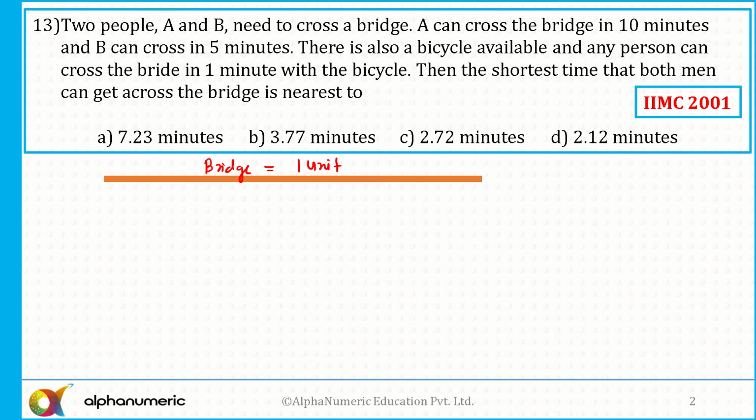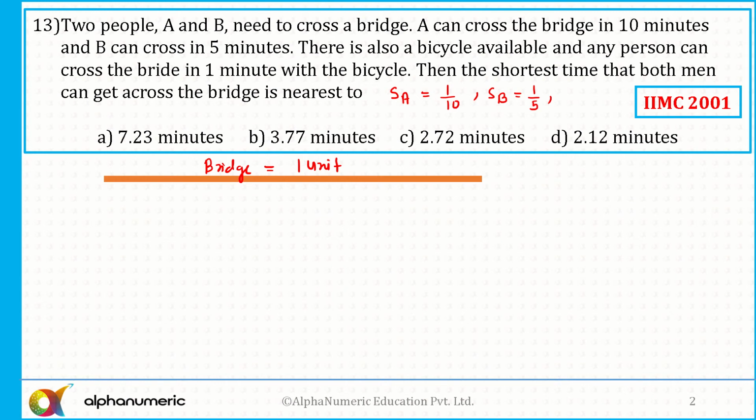Now A can cross the bridge in 10 minutes. So A is taking 10 minutes. So what is the speed of A? I can say the speed of A is equal to 1 by 10. So 1 unit in 10 minutes. So speed of A is 1 by 10. B can cross in 5 minutes. So what is the speed of B? Speed of B is going to be equal to 1 by 5.